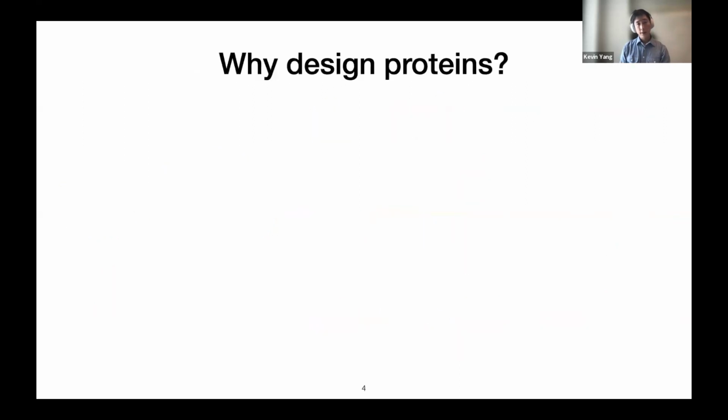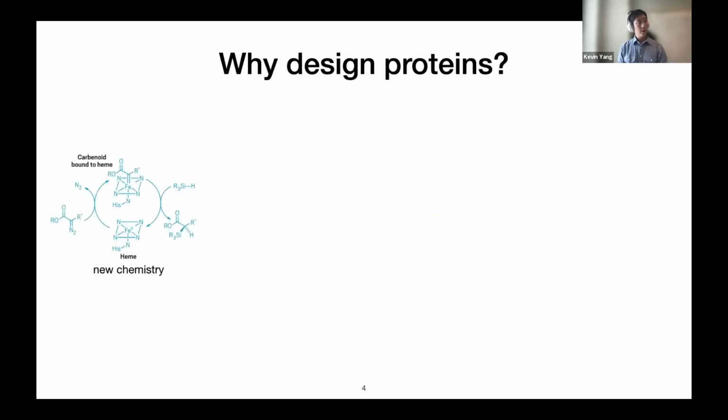So why do we want to design proteins? One reason is we might want to do new chemistry. A few years ago, the Arnold lab came up with an enzyme that can catalyze the formation of carbon-silicon bonds, which are known to be made, but previously were not made by proteins or enzymes.